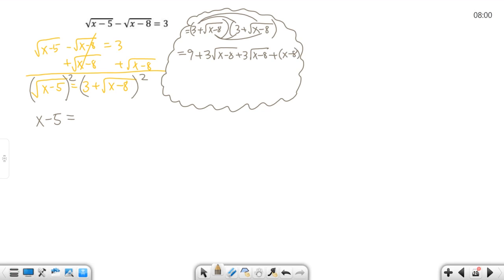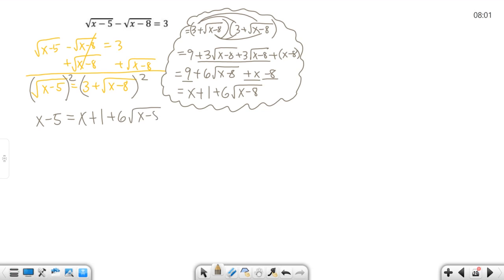So, let's continue to simplify this. 9 plus, put those together, it's going to be 6 square roots of x minus 8. And this is really plus x minus 8, so I can put the minus 8 and the 9 together. If you want to, put it in descending order, however you want to do this: x plus 1, right? The x, and then the 9 minus 8 is 1, plus 6 square roots of x minus 8. So that's finally simplified. So I'm going to put here x plus 1 plus 6 times the square root of x minus 8. So I got rid of one radical, but now I still have the square root of x minus 8 on the right side.